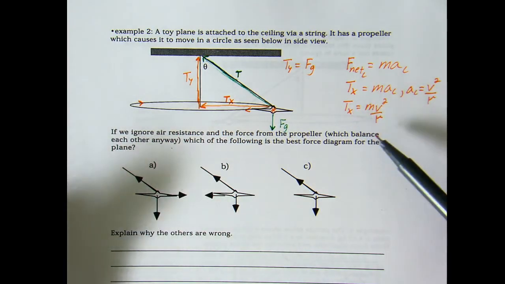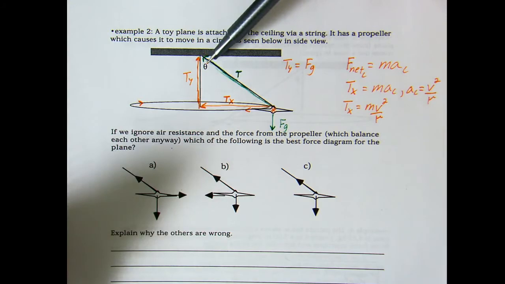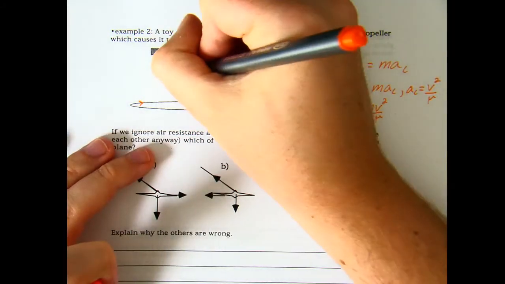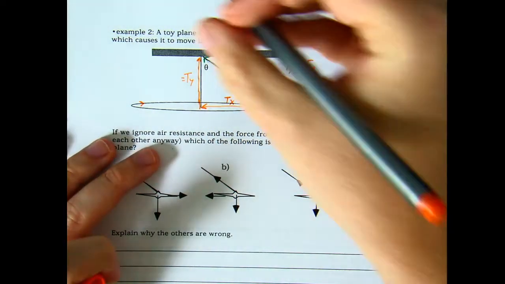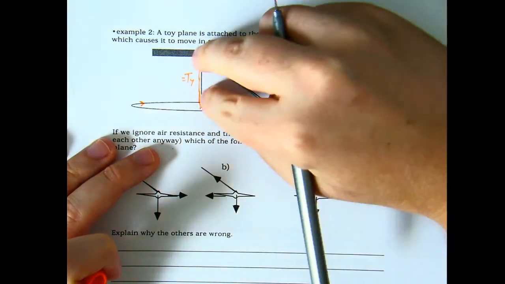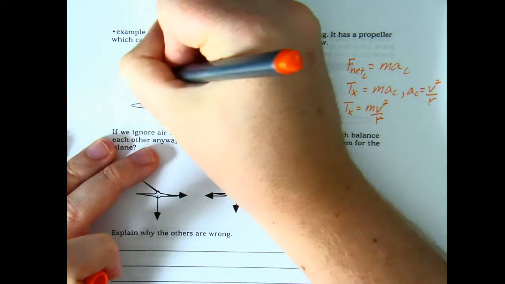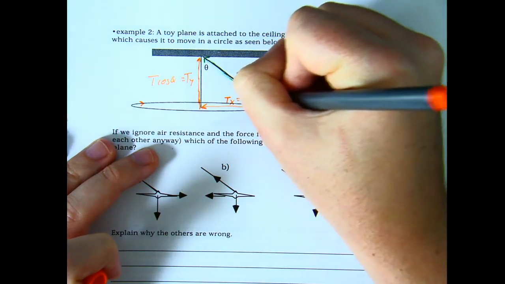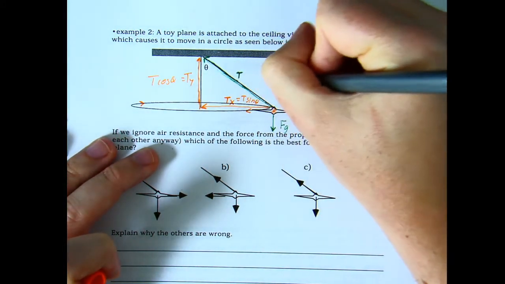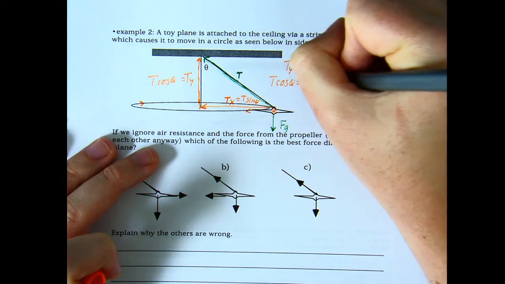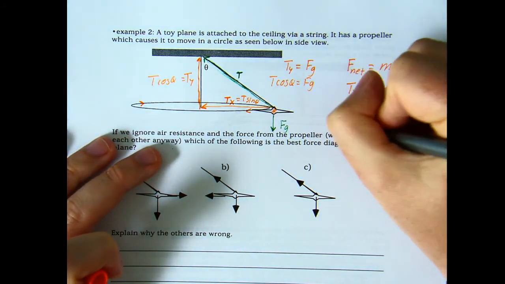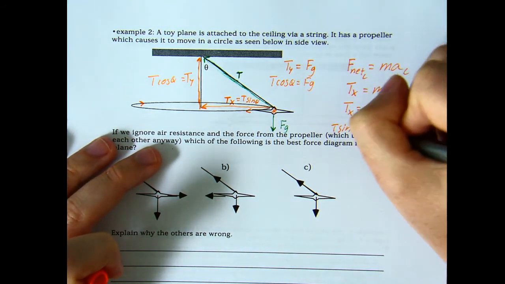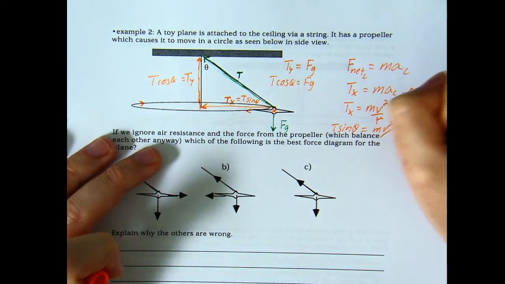And we've got one more piece that we can deal with here. We've got the angle that the plane is flying at. So we've got expressions for Ty and for Tx. For Ty, because that's there, this is the adjacent side of that angle. So this guy here is going to be T cos theta, which means this guy is going to be T sine theta. So we're going to have T cos theta equals Fg, and we're going to have T sine theta equals mv squared over r.